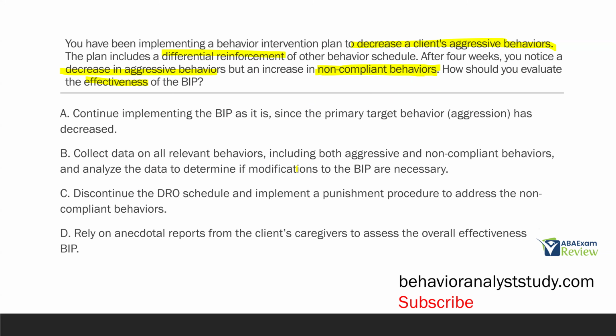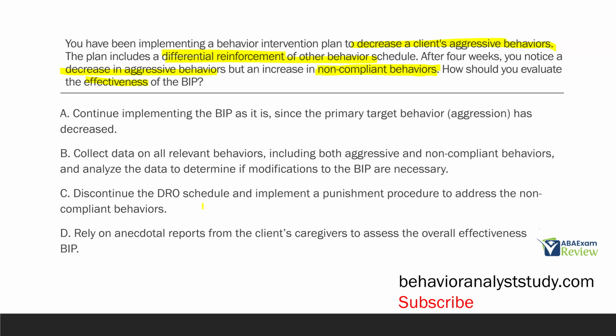B, collect data on all relevant behaviors, including both aggressive and non-compliant behaviors, and analyze the data to determine if modifications to the BIP are necessary. Yes, we have our aggression data. Now we need to also evaluate this non-compliance and see, are we affecting the non-compliance or is that unrelated? And if it's related to the current BIP, then something needs to be adjusted. Maybe we need a differential reinforcement of alternative schedule where we're more precise in the replacement behavior. But all we know is we have to evaluate closely both the decrease in aggression and the increase in non-compliance.